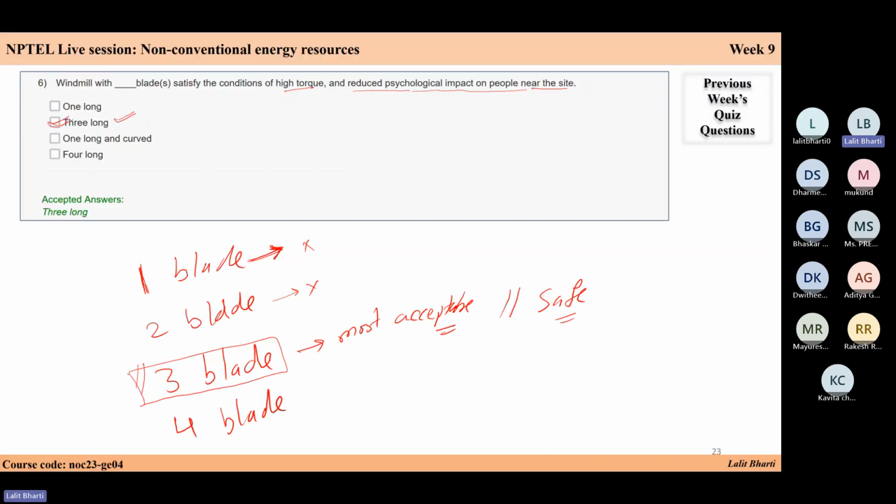So we have already discussed the drawbacks of the one blade design, the three blade design, and the four blade design. We found that the most efficient is the three blade design, and it is also the safest. It also has the lowest psychological impact on the people near the site. If you have more blades, it will lead to more psychological impact. But the three blade design is the most acceptable design and the safest also. That is why three long blades are always used for a commercial windmill. So option 2 is correct.